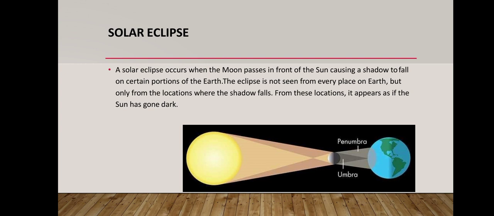So if we look at some characteristics of a solar eclipse, we can say that a solar eclipse occurs at the time of new moon and it is observed basically at daytime, and it occurs 3 to 5 times in a year, and a solar eclipse is totally visible in some areas of the world.